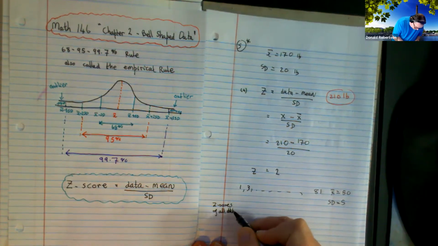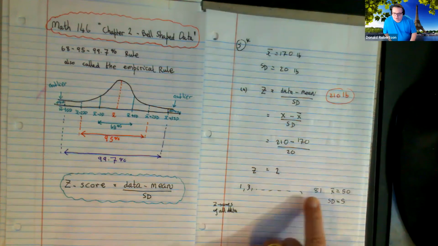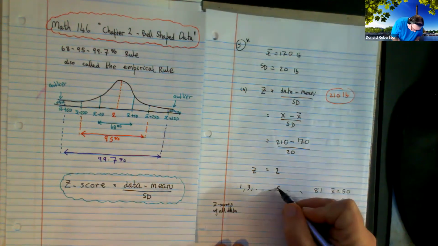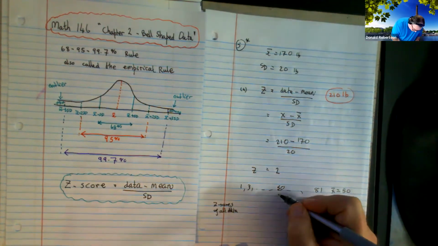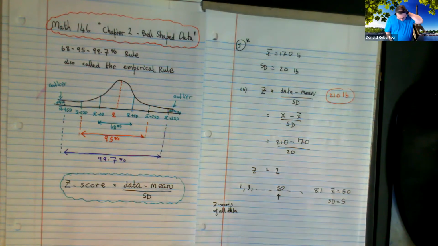Try to do it. There we go. So couldn't I find the Z-score of 81 and the Z-score of 3 and the Z-score of 1 and so on? And let's put 50 in the middle, right? First question. What would the Z-score of 50 be? If the mean is 50, what would the Z-score of 50 be?